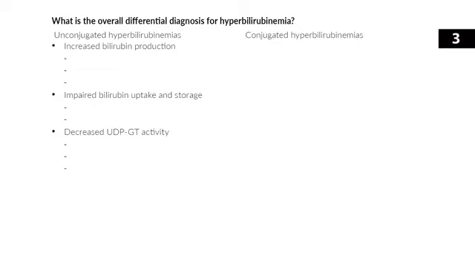There are three big categories of diseases that cause unconjugated hyperbilirubinemia. Diseases of increased bilirubin production, diseases of impaired bilirubin uptake and storage, and diseases of decreased enzyme activity by uridine diphosphate glucuronyl transferase.